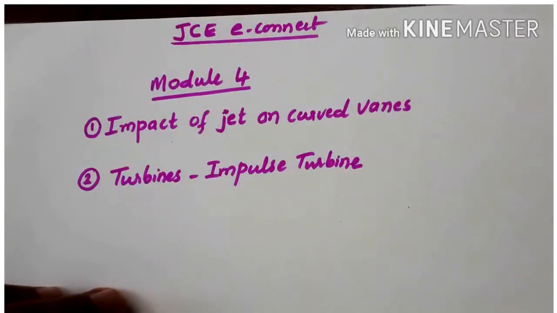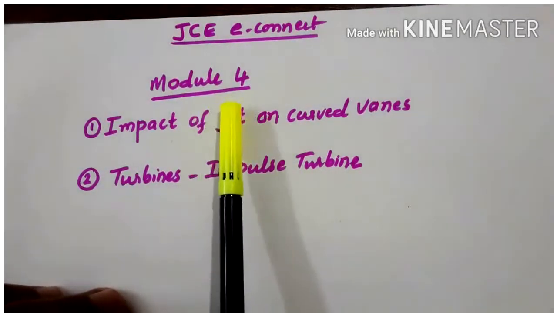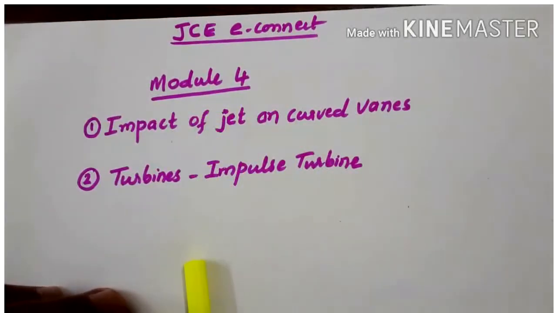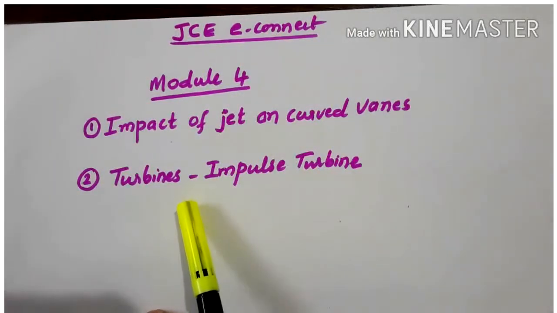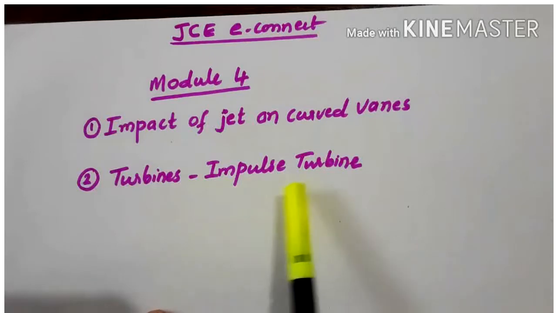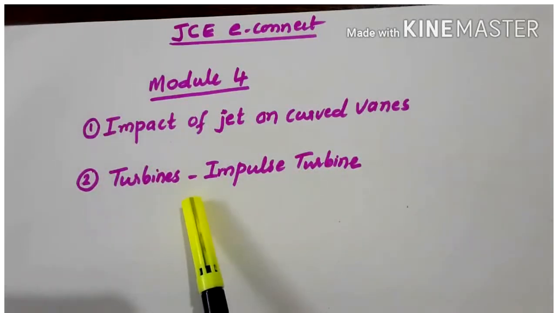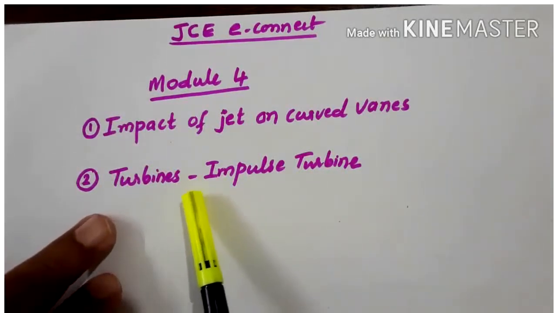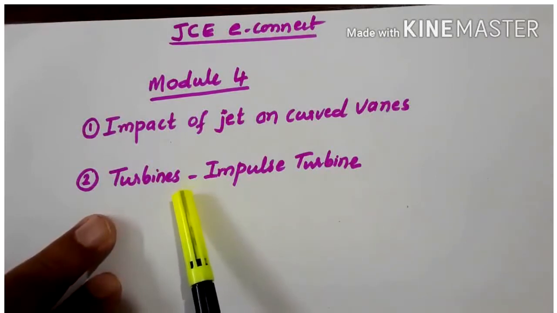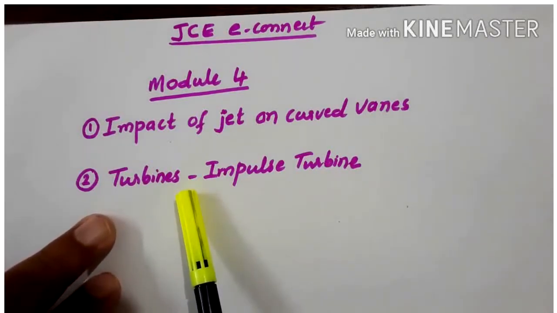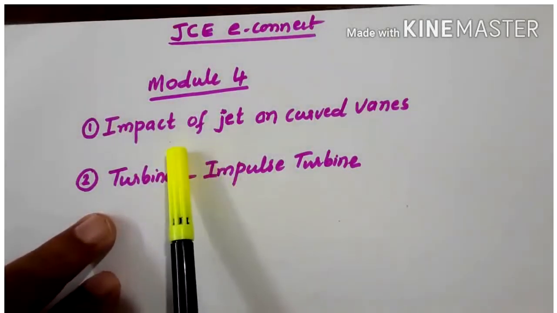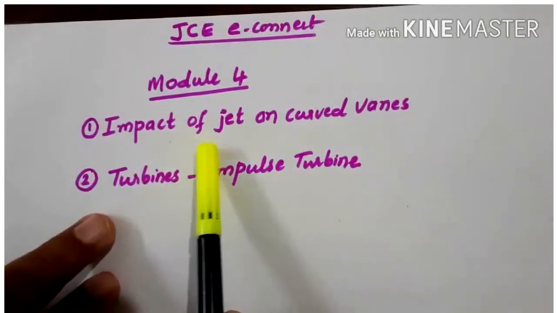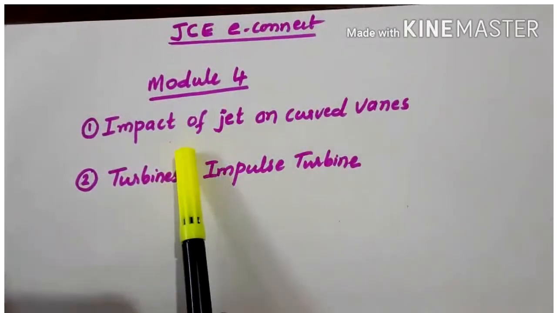In this particular lecture, I'll be starting module number 4, that is impact of jet on curved vanes, and another part of this module is turbines, and that too impulse turbine. In this module the turbines will be hydraulic turbines. So let us start the first part of this module with the impact of jet on curved vanes.